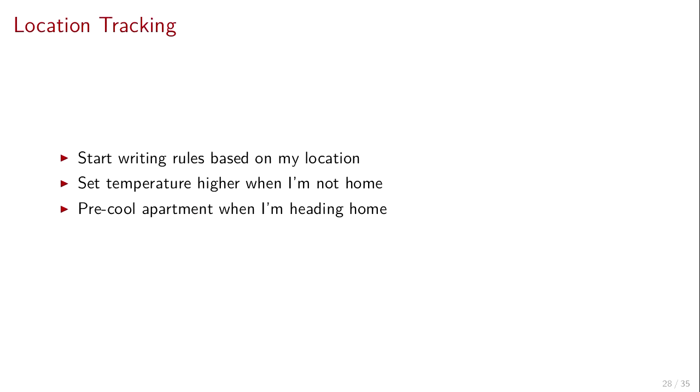But there was even more I could do. I carry at least 3 computing devices that are connected to the network on me at all times, because that's just who I am. And they all have GPS chips in them. I could use that to write some really cool rules for cooling my apartment based on where I am. Like, I could set the temperature higher when I'm not home. And I can cool the apartment when I'm heading home, so I never have to worry about it being too hot and me sweating because I'm lazy.